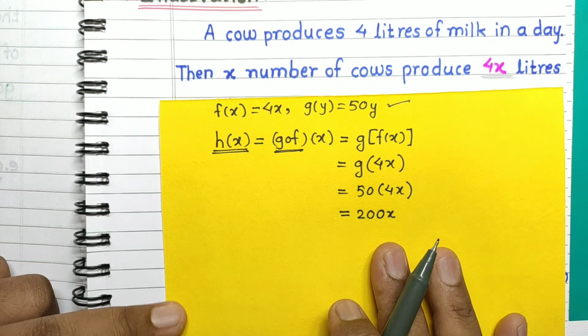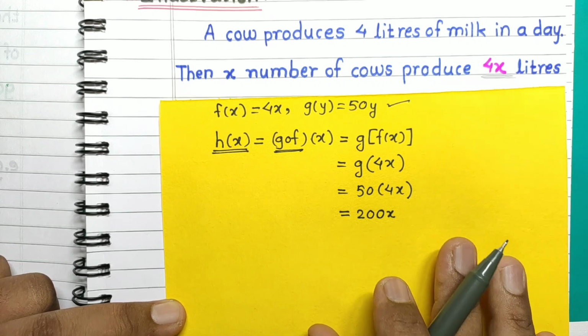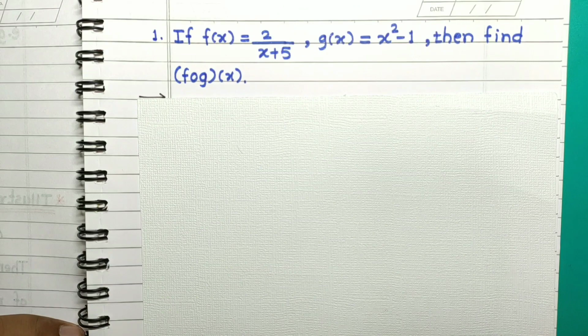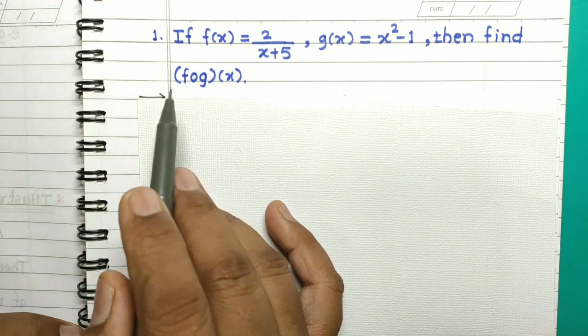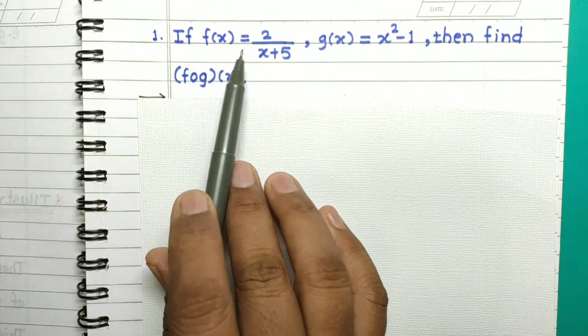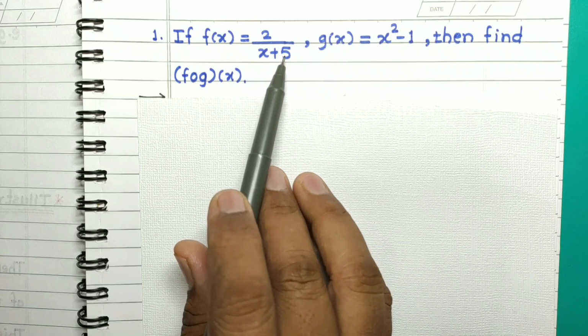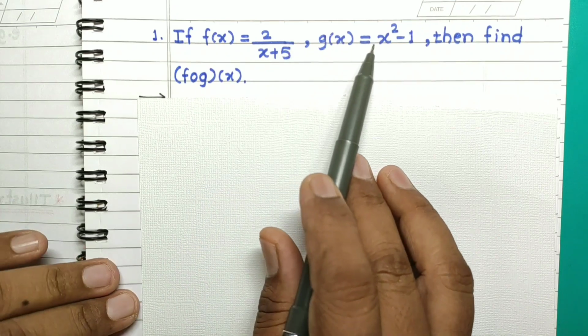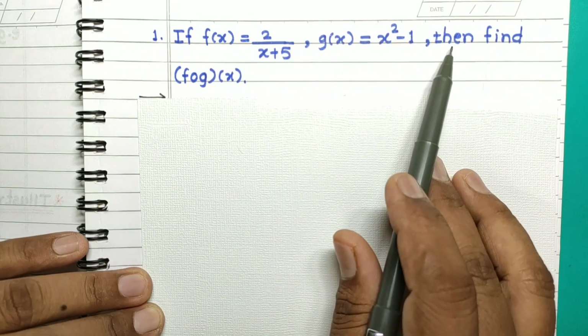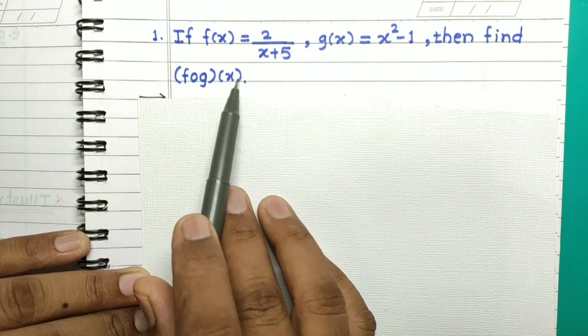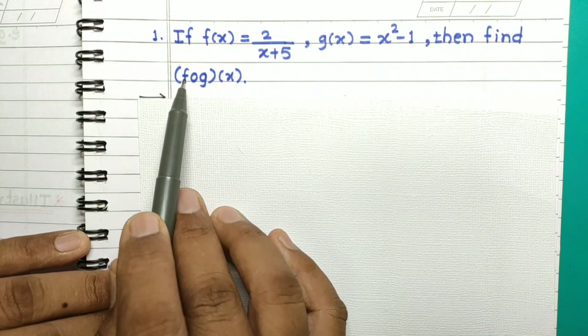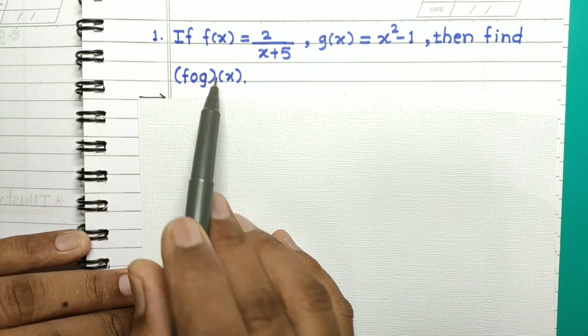Now let's solve some problems based on composite functions. So here is the first problem. If f of x is equal to 2 upon x plus 5, and g of x is equal to x square minus 1, then find fog of x. That means the composition of g and function f.